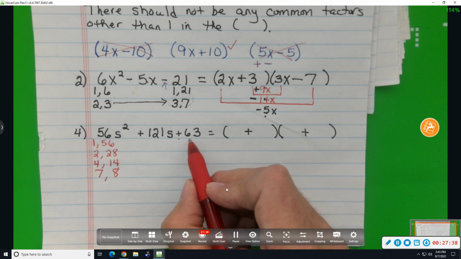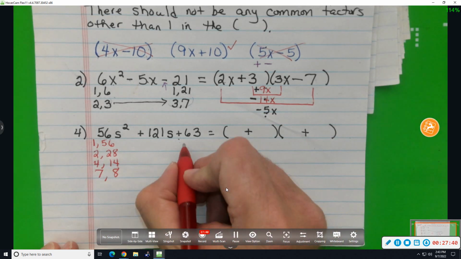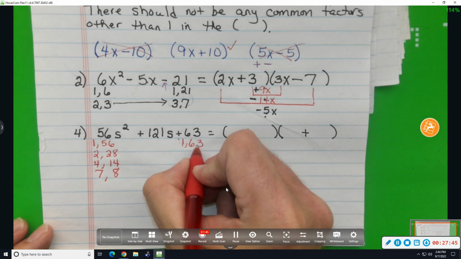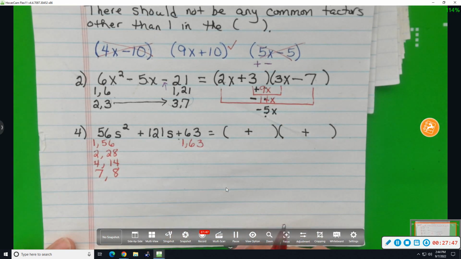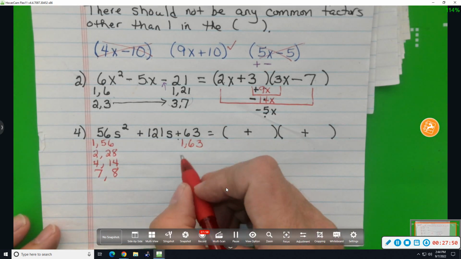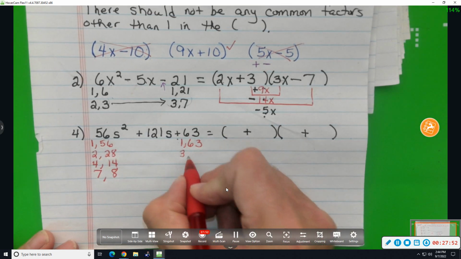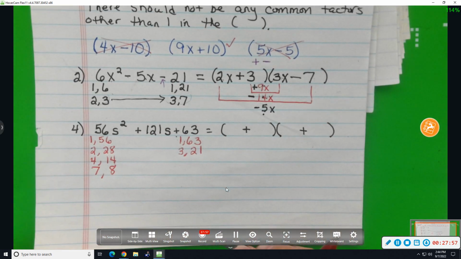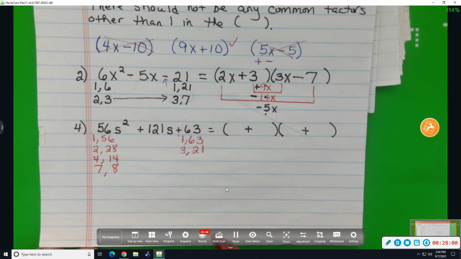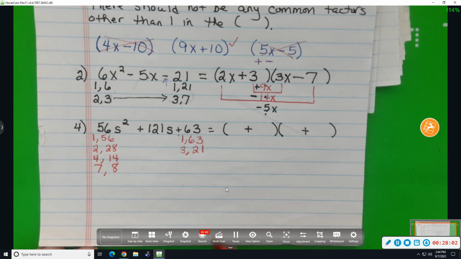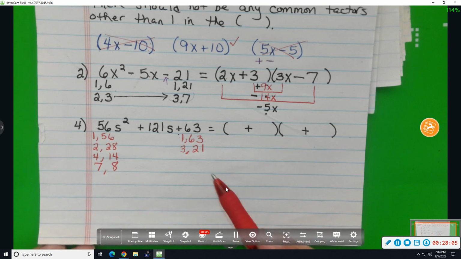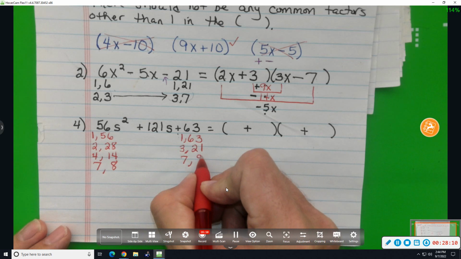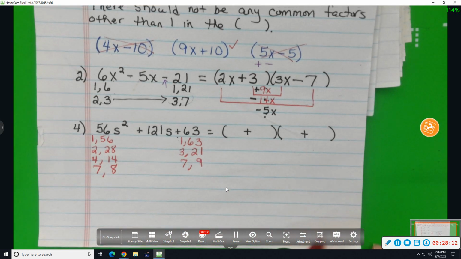Now for 63, what numbers multiply together to give 63? Well, I know 1 and 63. 2 doesn't divide into 63. What about 3? 3 times what would give me 63? 21? 4, 5, 6 doesn't. 7 times what would give me 63? 9? 7 times 9.